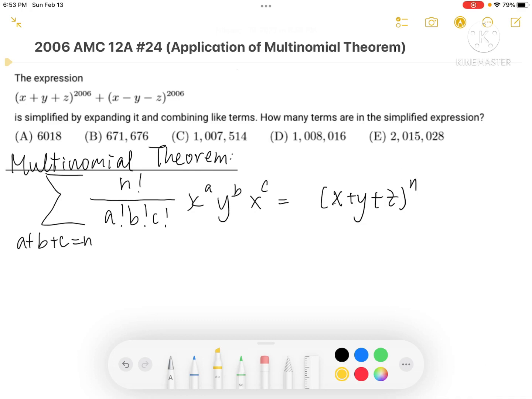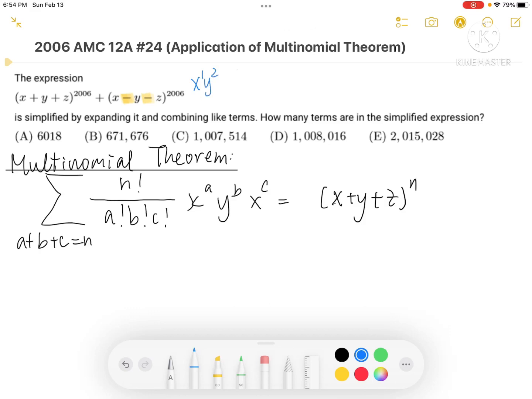So let's try to understand the question first. Here is the expression (x + y + z) raised to the power of 2006, added to the expression (x - y - z) raised to the power of 2006, and this is simplified by expanding it and combining like terms. It wants us to find how many terms there are in the simplified expansion, and we can't just calculate the total number of terms because some of the terms will cancel out.